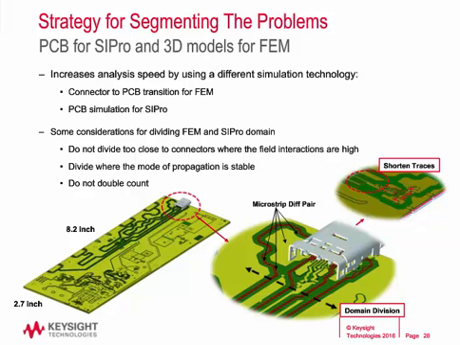So with this example board, PCB plus USB 3.1 connector, I chose the microstrip differential pair section since there is a good ground plane underneath and the distance is far from the connector, as well as the propagation mode should be stable.